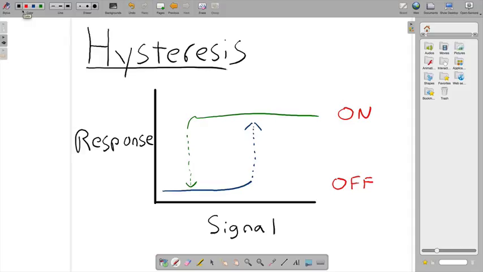Using this example, one can see that the signal required to turn the system on we'll denote as S1. Once this S1 signal is achieved, the system will turn on. In the case of the Ebola outbreak, once the number of cases had approached this S1 signal, the response would be the UN and WHO giving aid to the African countries.